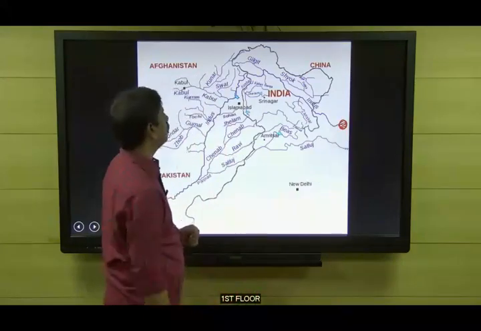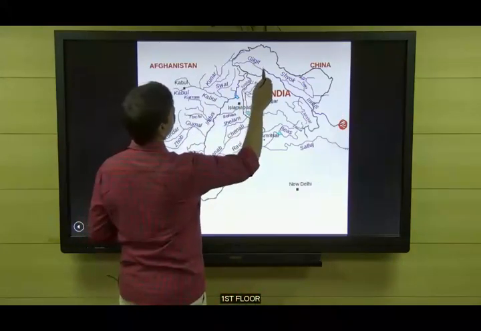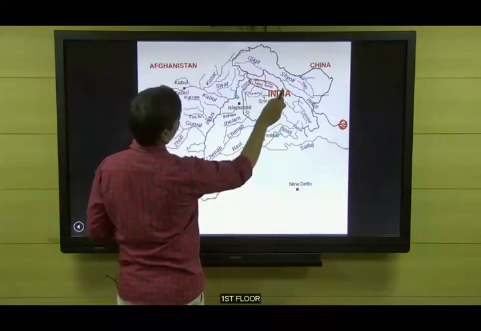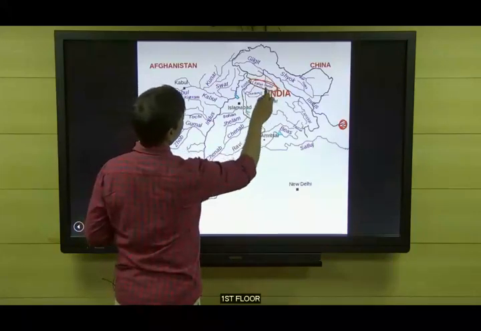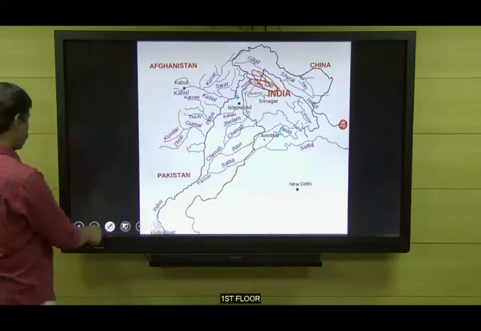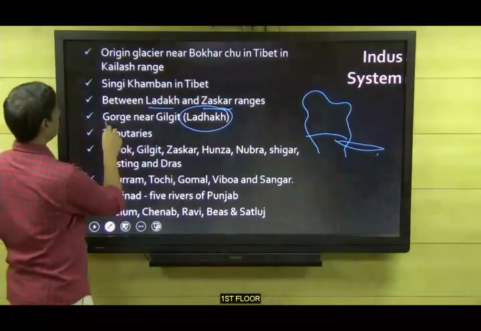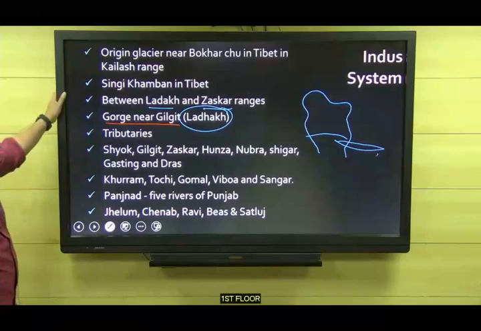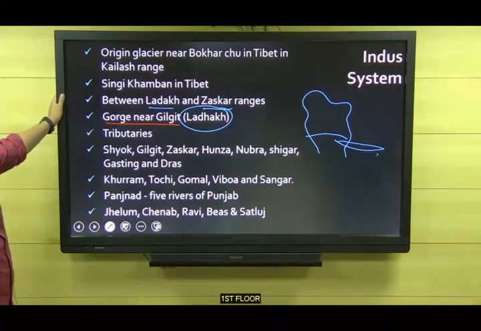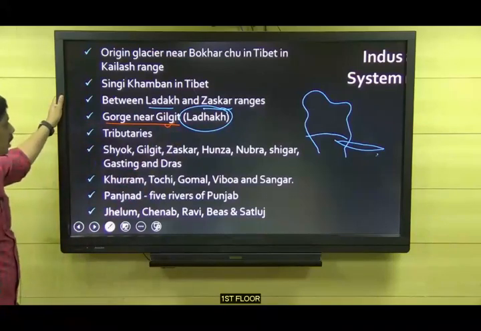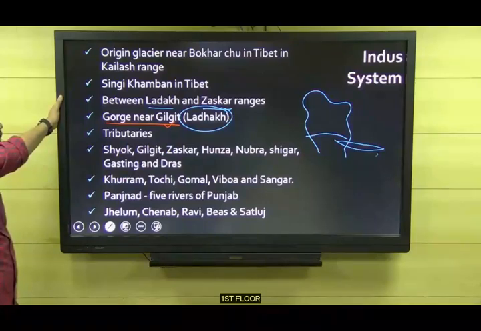glacier. When it comes here, the Indus cuts through the Ladakh range to form a gorge. Okay, near Gilgit. Gilgit is a place. Gilgit is also the name of a river, a tributary of Indus, but it is also the name of a place. Near Gilgit, it cuts through the Ladakh range and forms a gorge.